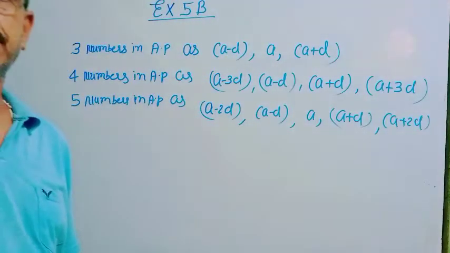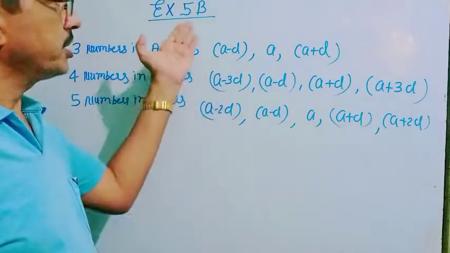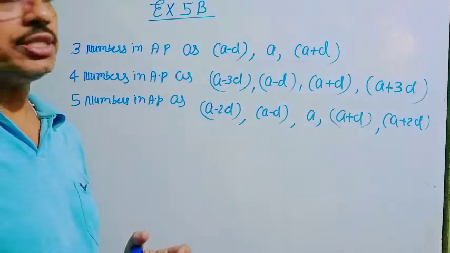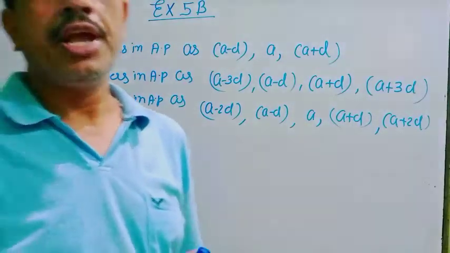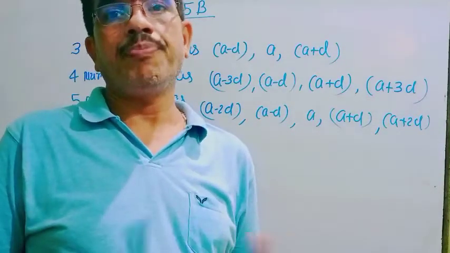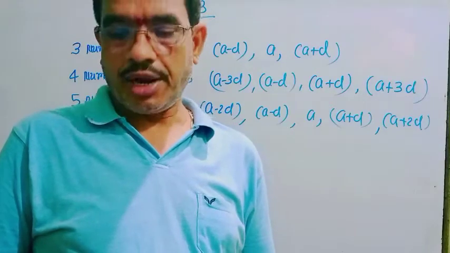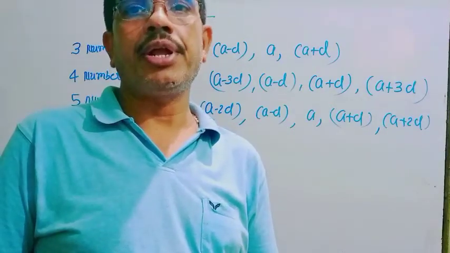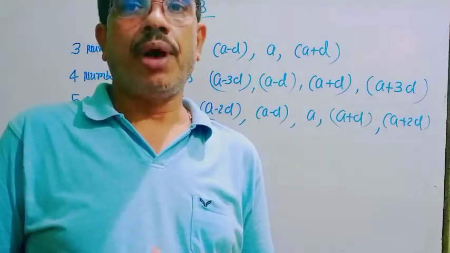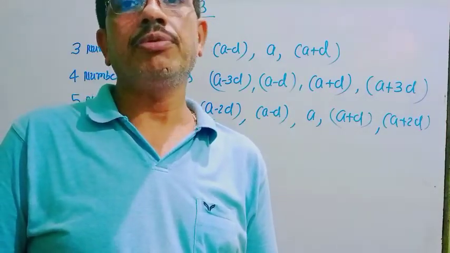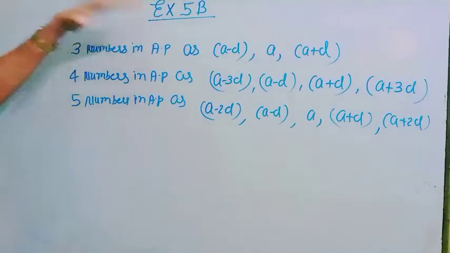Now today I discuss the next chapter of arithmetic progression, that is exercise 5b. This question has some special methods. If your AP is given in 3 terms, 4 terms, or 5 terms, then how can you solve the problems? There are only simple 5 or 10 questions in this chapter. So I solve 5 questions, then the remaining questions try to solve yourself. Here see, that is exercise 5b.